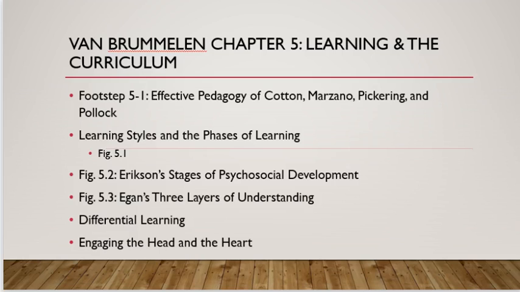Then he turns his attention to learning styles, and please look at the figure for those phases of learning. 5.2, you've probably heard his name before. You'll be looking at Erikson and the stages of psychosocial development. And then 5.3 is Egan's three layers of understanding. And then another hot topic besides Marzano, differentiated learning and what that means. And then he ends the chapter by talking about engaging the head and the heart, and of course bringing all this really back to more of a spiritual level.